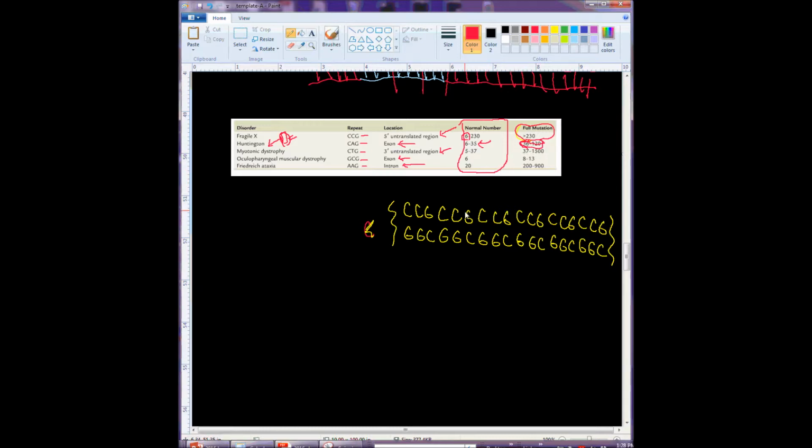So what we want to do now is take a look at the question. Most disorders attributable to trinucleotide repeats result from expansion of the repeats. Two mechanisms are often proposed to explain repeat expansion: unequal synapsis and crossing over.